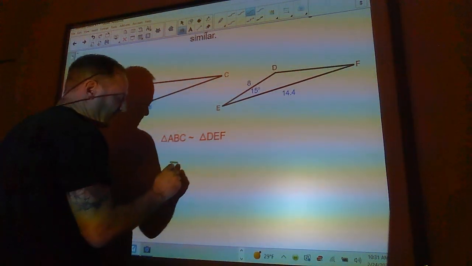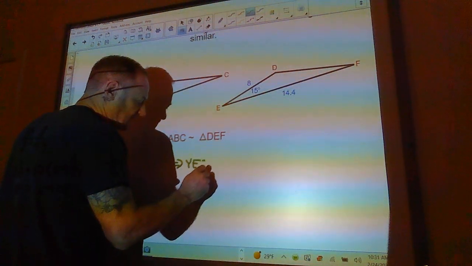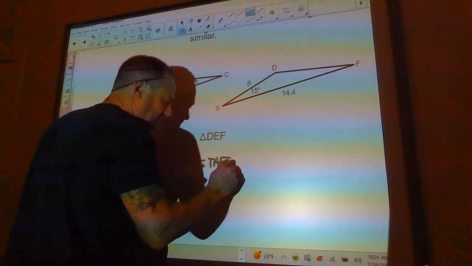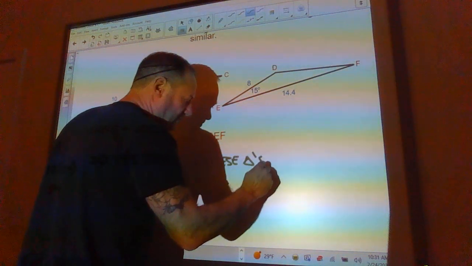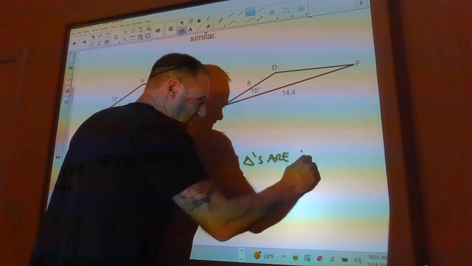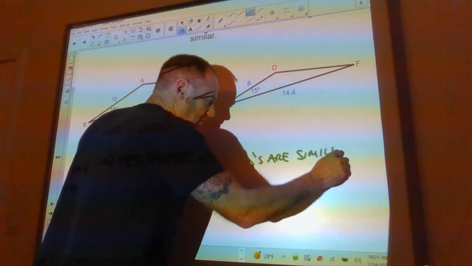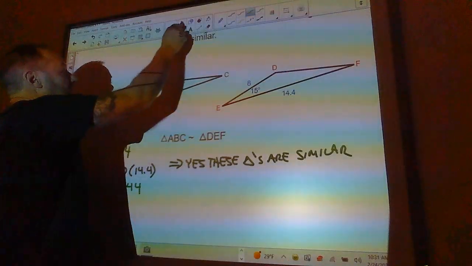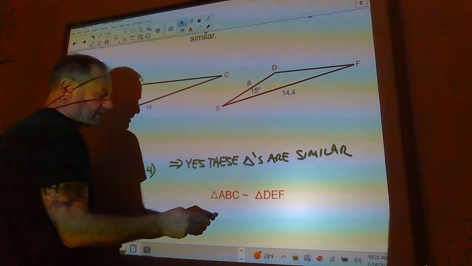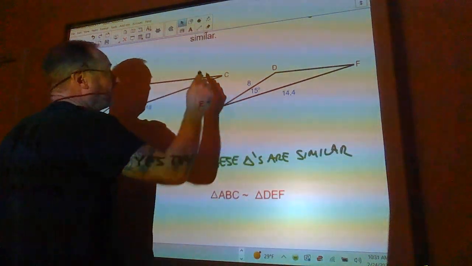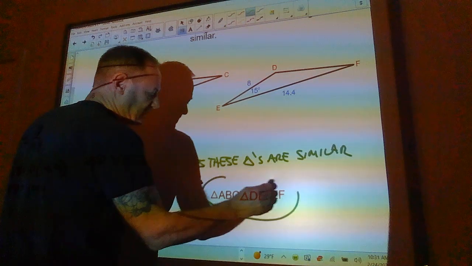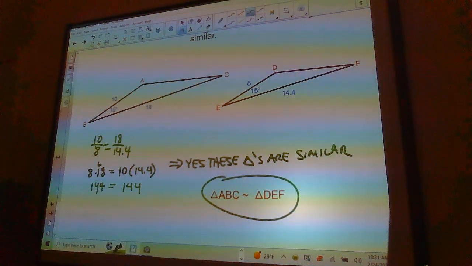So that implies, yes, these triangles are similar. And I can write my similarity statement right here. Triangle ABC is similar to triangle DEF.